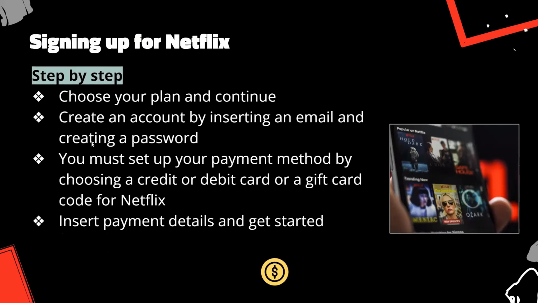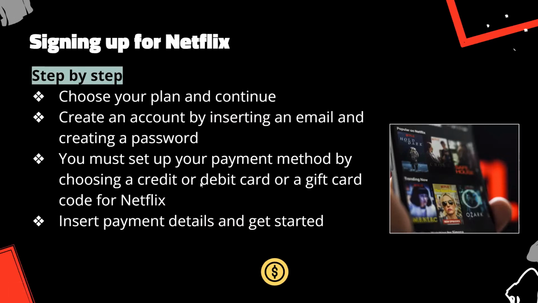And then once you've gotten the app downloaded or you're on the website, here are the steps to finishing that sign-in process. First, you're going to choose a plan and continue. So again, one of those 3 plans from before. Then you're going to create your account by inserting an email and creating a password.